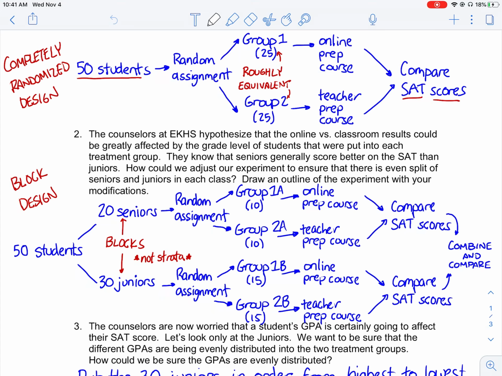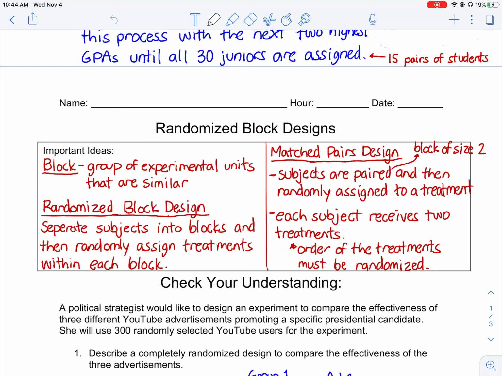There are two kinds of matched pairs design. The first one is the GPA example, where the first two highest kids are split, one into group one and the other into group two. There's also another matched pairs design, and I want you to get familiar with this, where each subject receives two treatments. For example, you want to know which is better between two drinks, Coca-Cola or Pepsi.